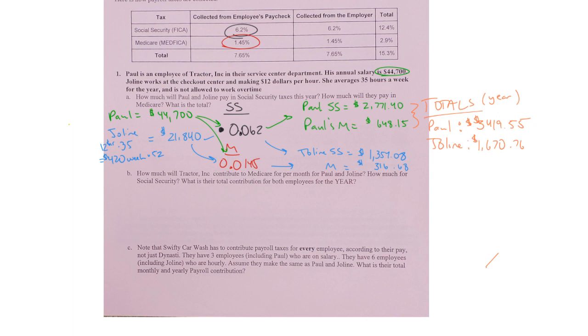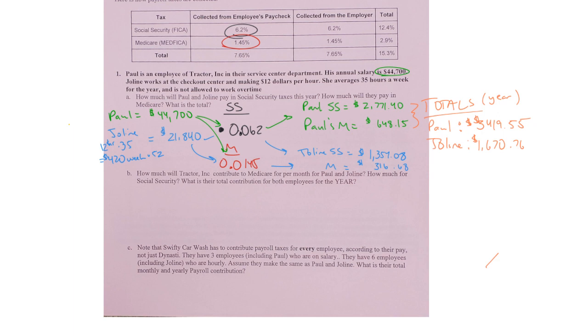And that's it. So part B is how much will Tractor Inc. contribute to Medicare per month for Paul and Jolene? How much for Social Security? Right? What is their total contribution for both employees for the year?